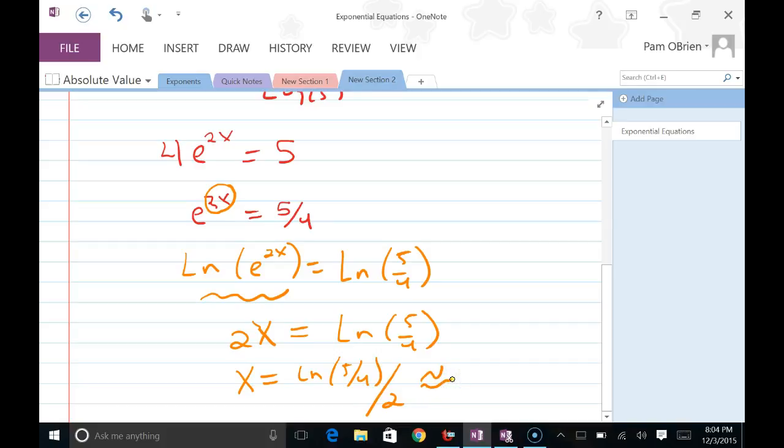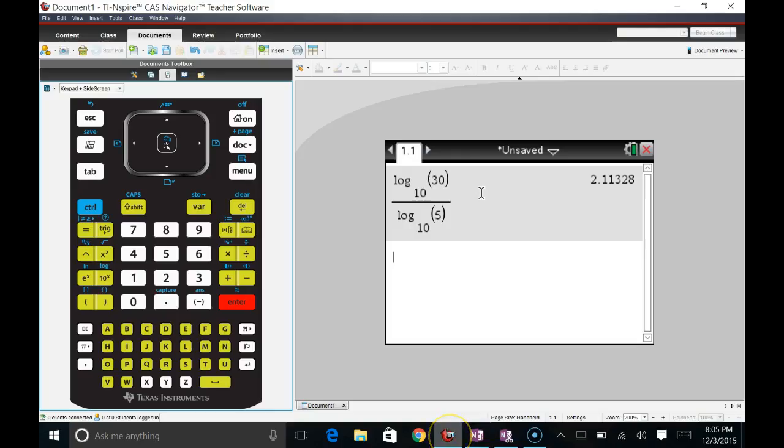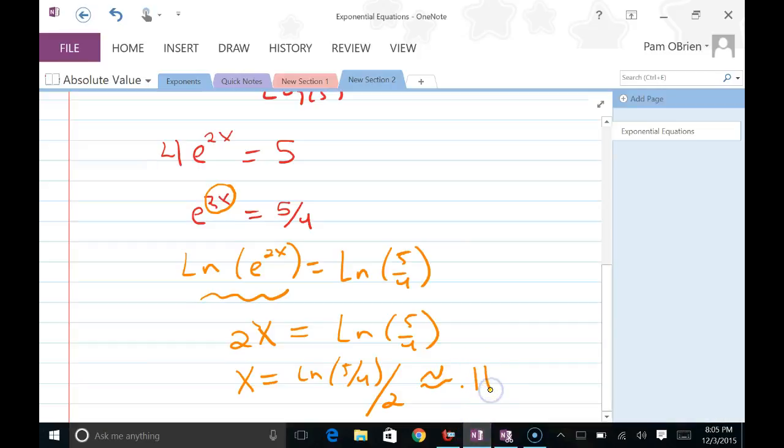Again, to make my life a little easier, I can put this in my calculator to get an approximation. What I have right now is an exact answer, but for an approximation, let's do ln of 5 divided by 4, divided by 2. Now this is kind of funny, instead of 2.11, it's going to be approximately 0.11. So that will be our answer. I'm going to stop the video, let you solve a problem or two, and then we'll come back with one more example. Good luck.